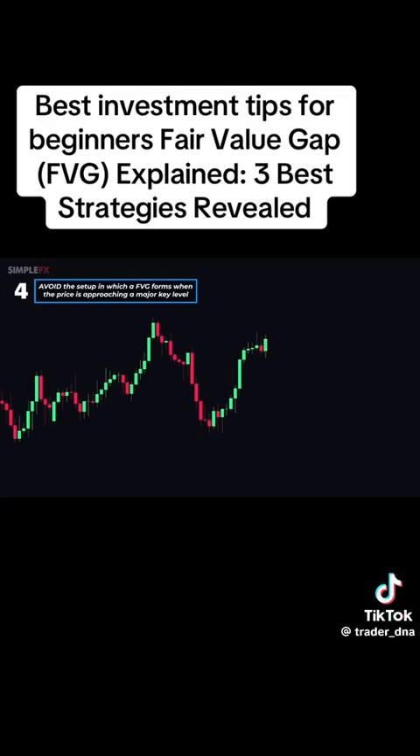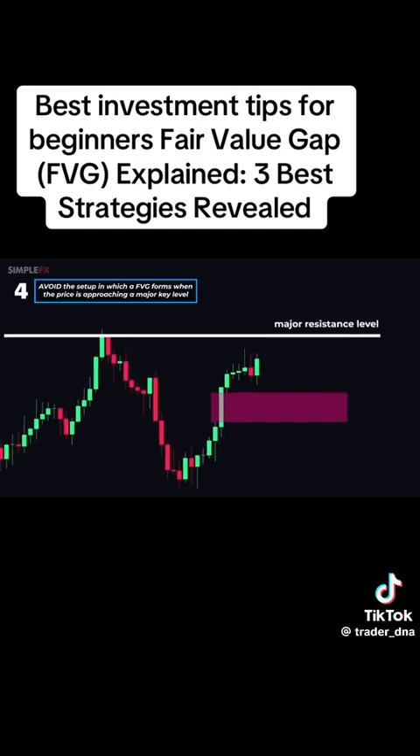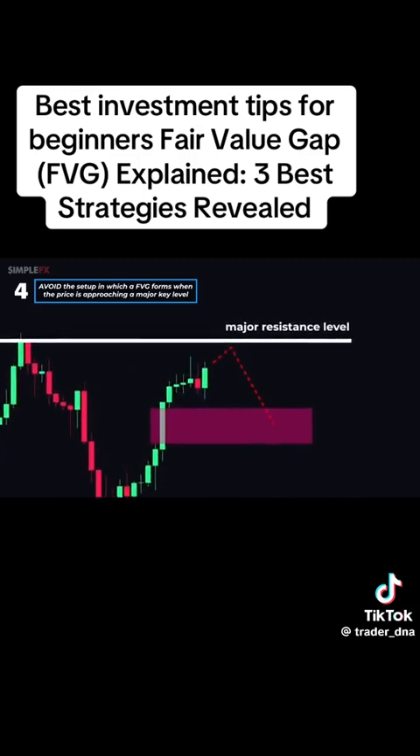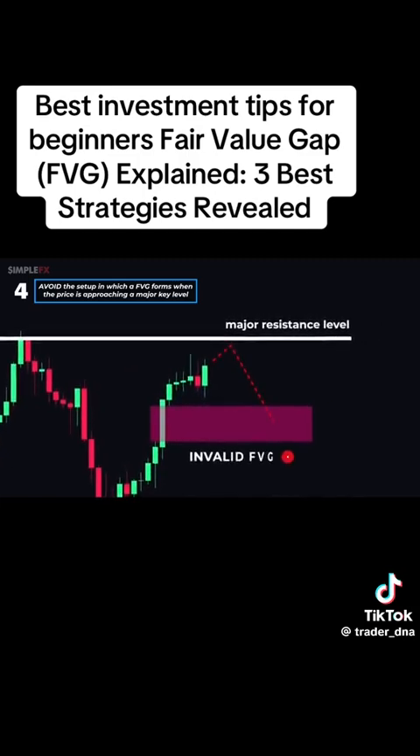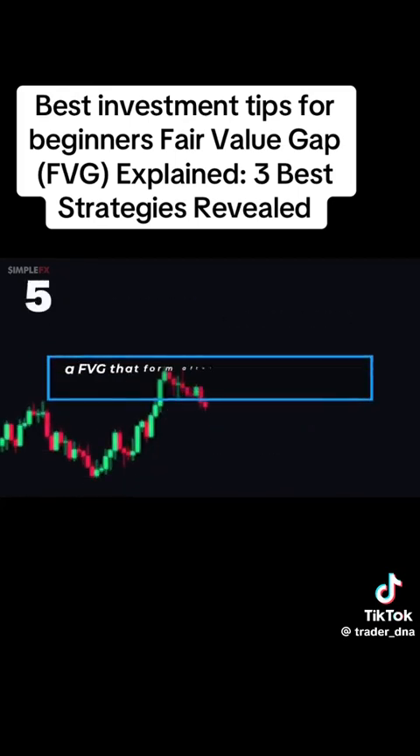For example, let's say you spot a bullish fair value gap forming, but when you look back, you notice that there's a major resistance level above. So it's best to ignore this fair value gap. This is because key levels could cause the price to be rejected and reverse from them, which may invalidate our initial fair value gap. Moving on to number 5.